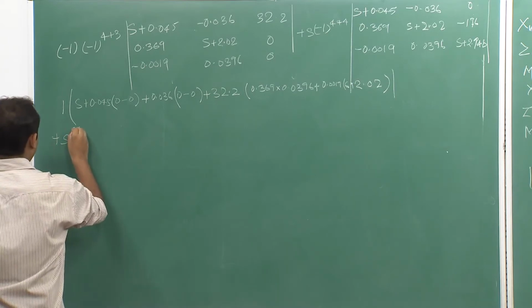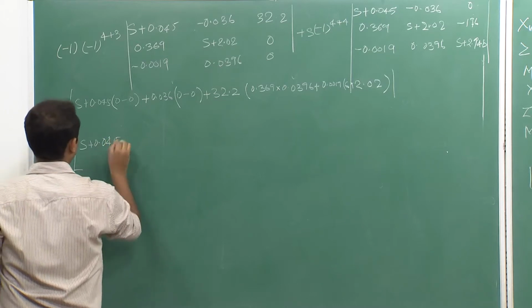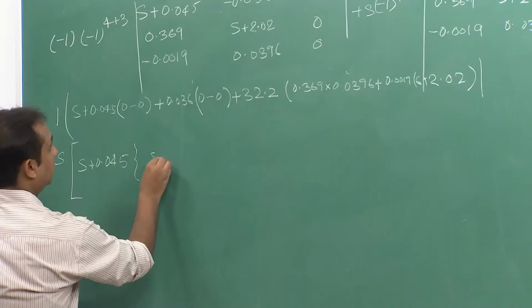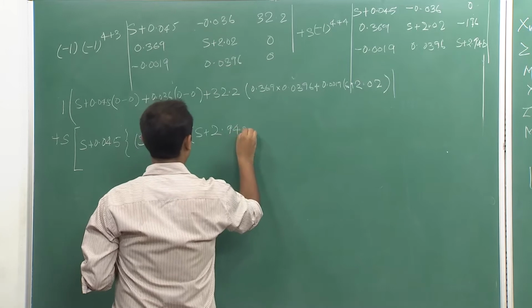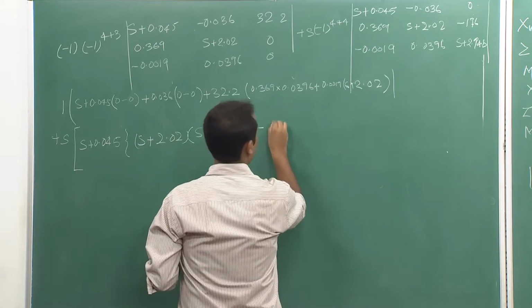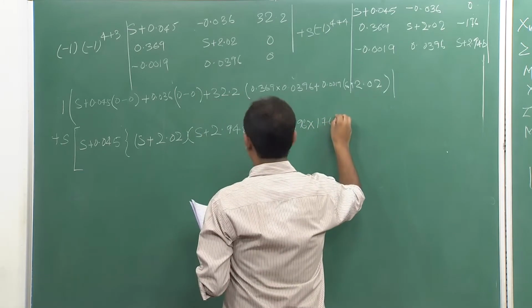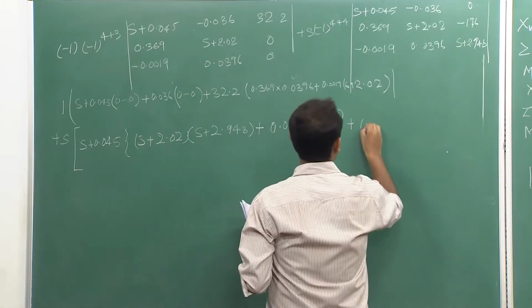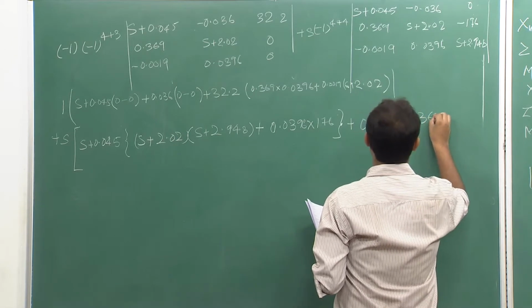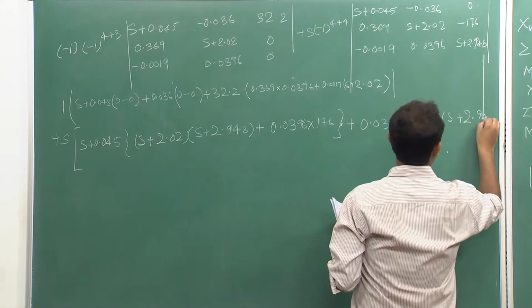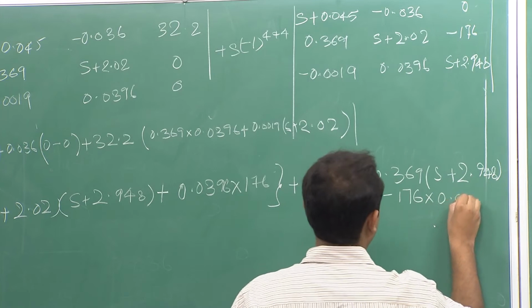S, and this will be the determinant of submatrix, which will be S plus 0.045 into S plus 2.02 into S plus 2.948 minus 0.0396, minus and minus will be plus into 176, minus minus plus 0.036 into 0.369 into S plus 2.948 minus of 176 into 0.0019.